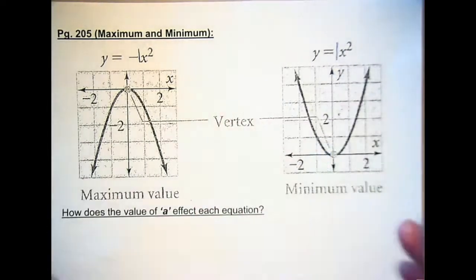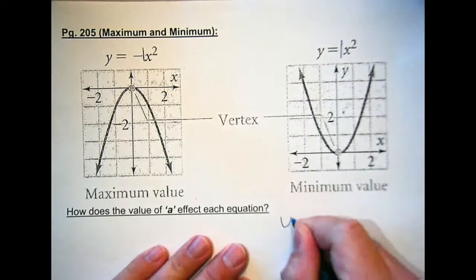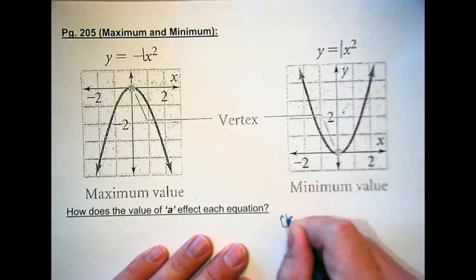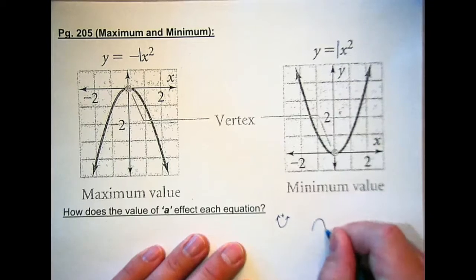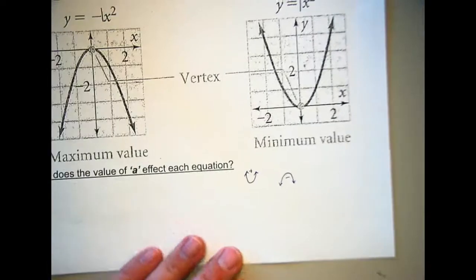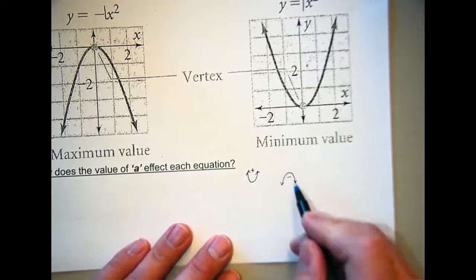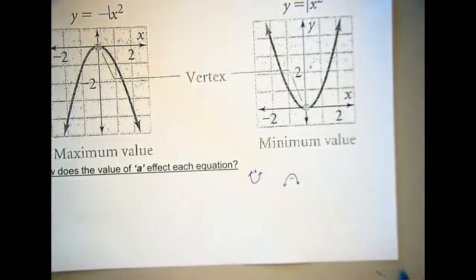It also makes it wider or skinnier, but if A is positive, remember, if it's a positive A value, then it opens up. It's a smiley face. If it's negative, it's a frowny face. It opens down. Don't be so negative about it. All right? So positive A opens up, negative A opens down. It also, as Alec pointed out, affects the width of your parabola.